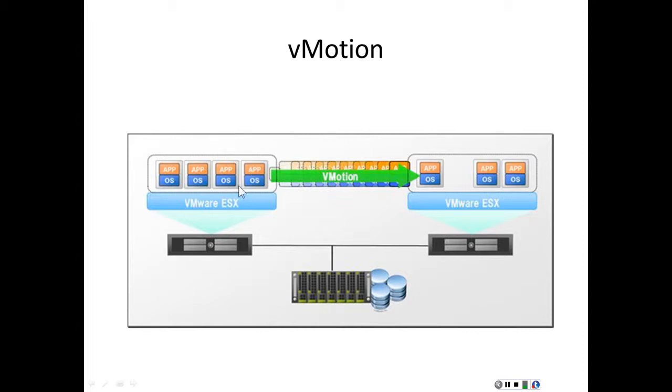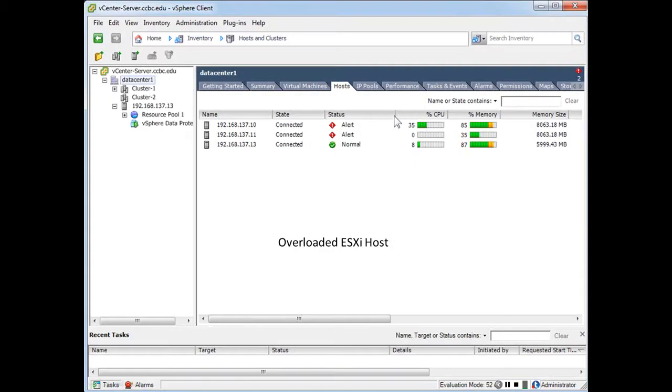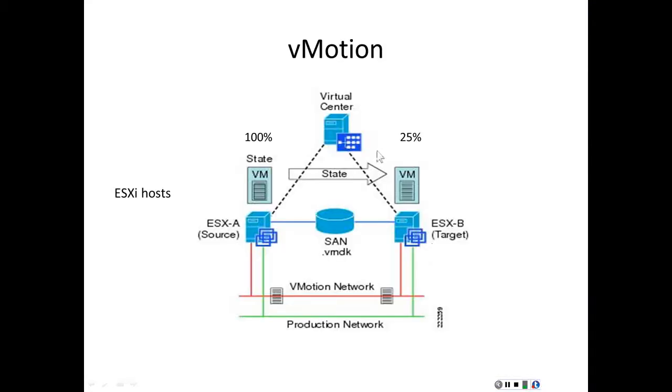VMotion allows you to migrate a virtual machine from one ESXi host to another ESXi host. It moves the virtual machines from one host to another, and the virtual machines remain available to the users during the migration process. So let's take a situation where we have an overloaded ESXi host and we want to migrate a machine from one host to the other.